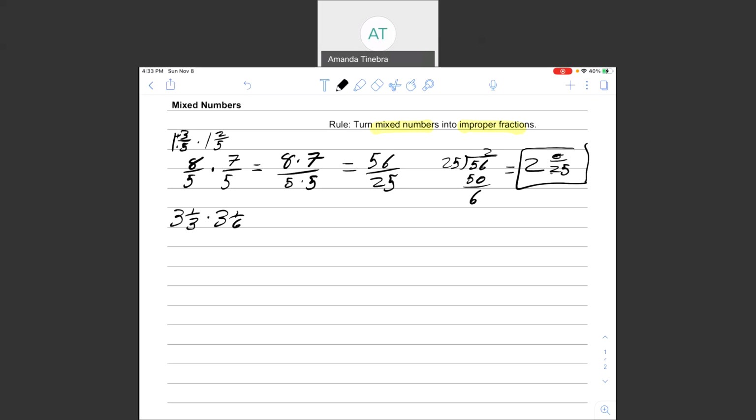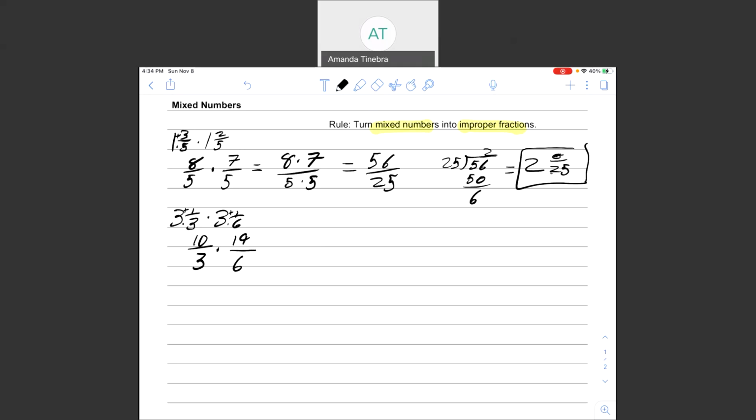Just like before, the first thing I want to do is turn these into improper fractions. So I do 3 times 3 plus 1. 3 times 3 is 9, plus 1 is 10/3 times, all right, turning 3 1/6 into improper. 3 times 6 is 18, plus 1 is 19/6.